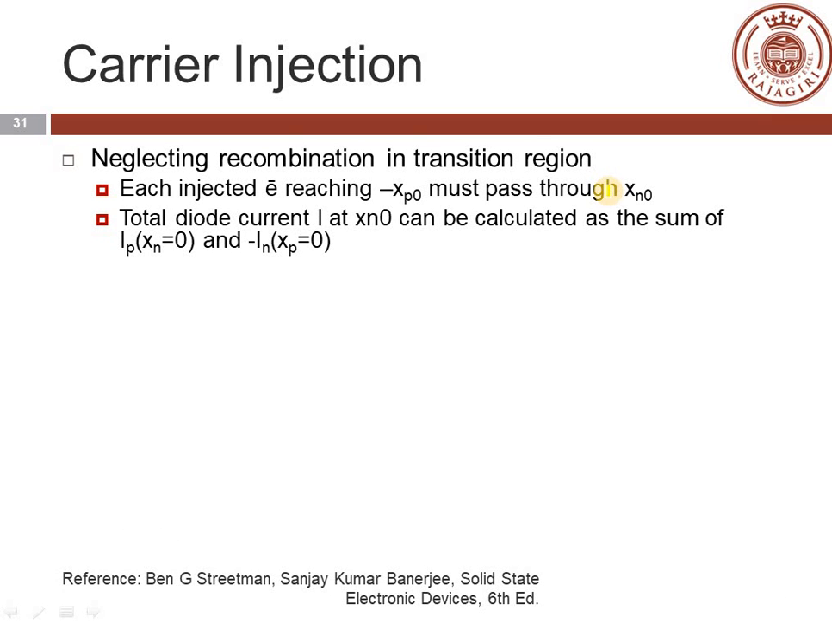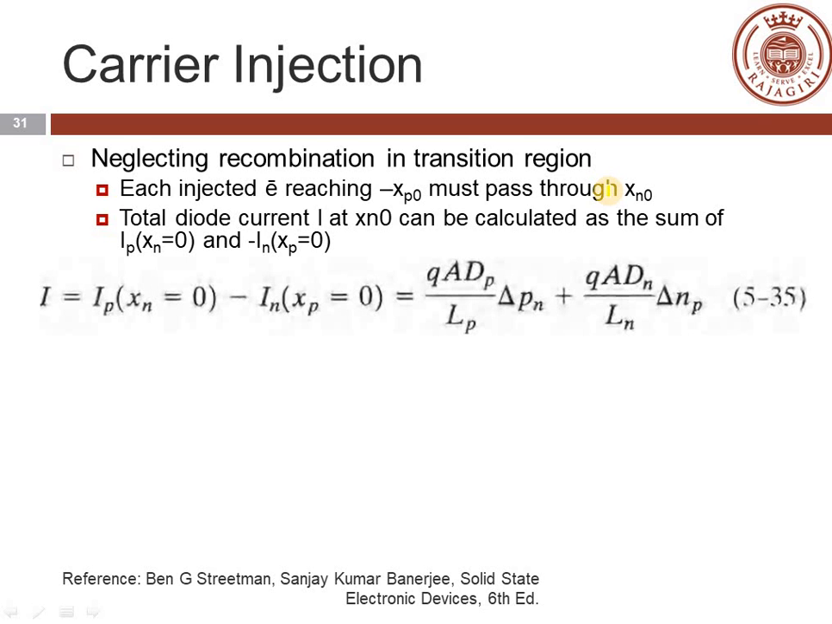Now we will neglect recombination in the transition region, so each injected electron reaching minus xp0 must pass through xn0. The total diode current I at xn0 can be calculated as the sum of Ip at xn0 and minus In at xp0. That is, I equals Ip at xn equal to 0 plus minus In at xp equal to 0.